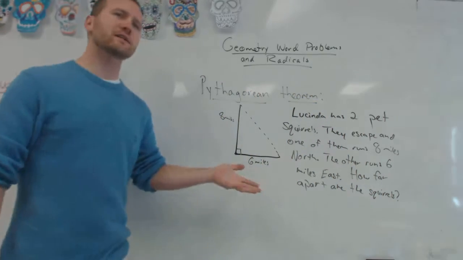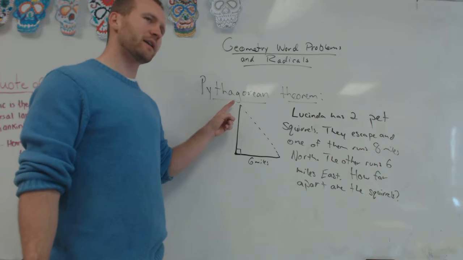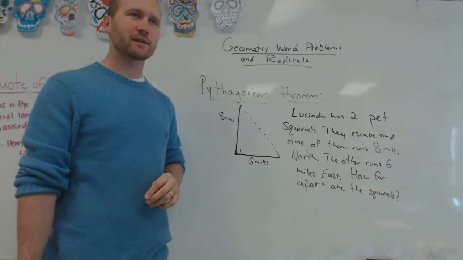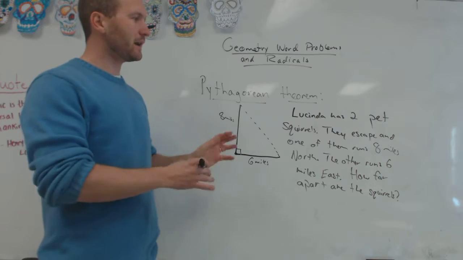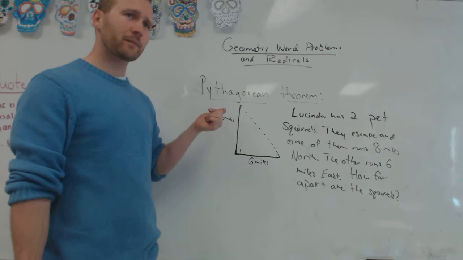There's a lot of ways you could phrase that, though. It might say something like, if Lucinda catches the squirrel that's run 8 miles north, how far does she have to walk to find the one that's run to the east? Or, anything. But the idea is how far from this point to this point.